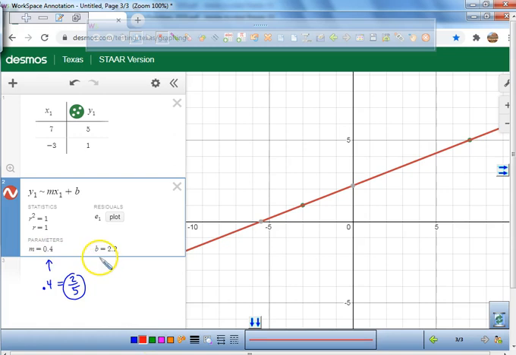Now, what is this little b? What does this point right here represent? The y intercept.